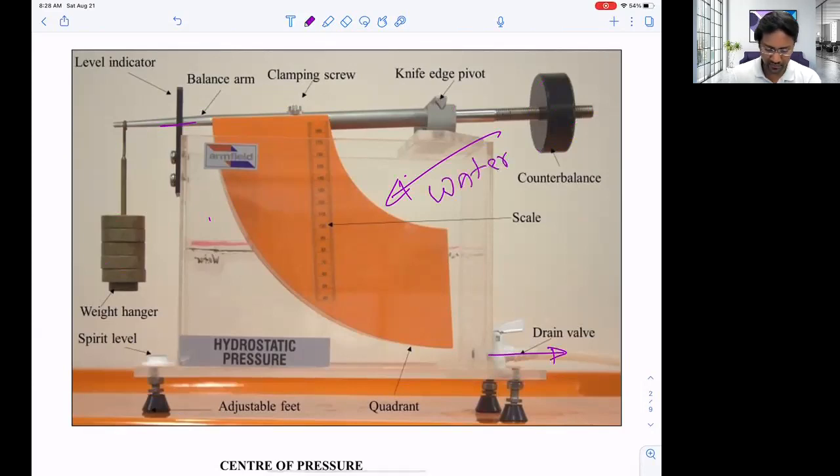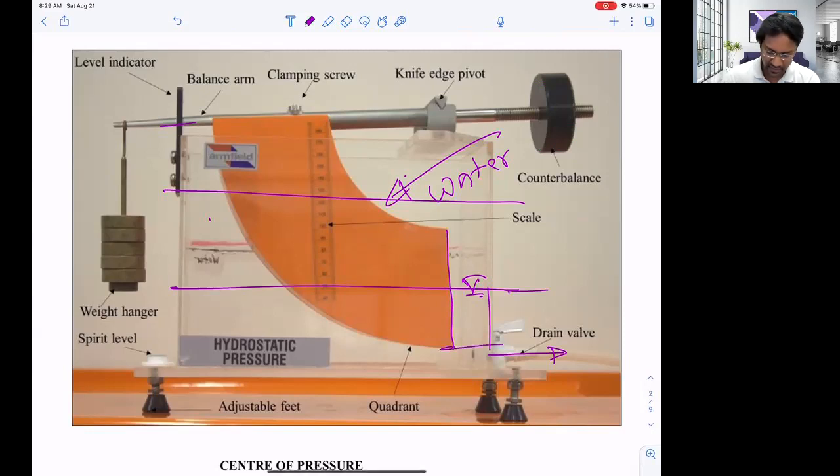We are filling water either this way or here. If water is here, that means this total height is not submerged. It is partially submerged for this condition. So we'll check two different conditions. If water is here, then we'll have this depth, and if water is here, we'll have this depth. So that is called fully submerged.